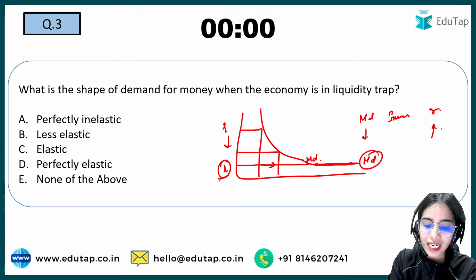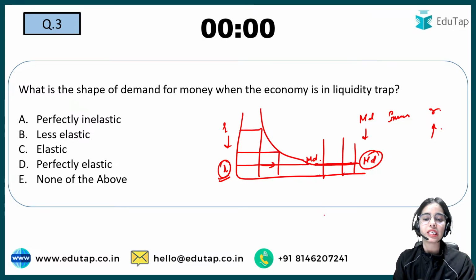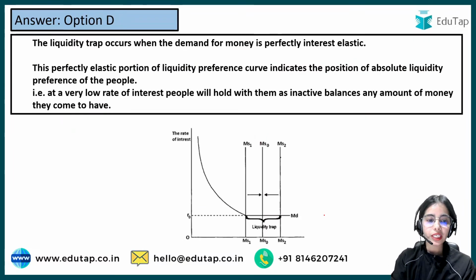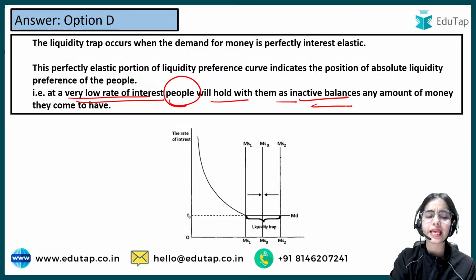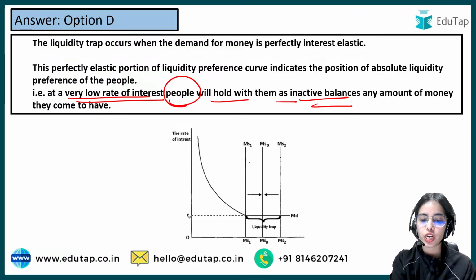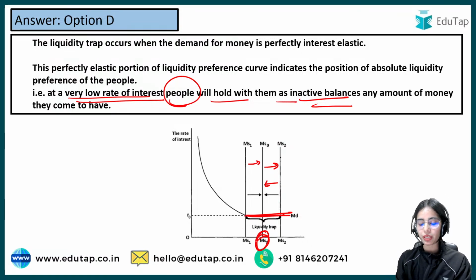That means at this rate of interest, you will want to hold all the money supply that is present in the economy. So the liquidity trap is that at a very low rate of interest, people will hold with them as inactive balances any amount of money they come to have. So even if the money supply is increasing, you are holding all the money with yourself. Even if the money supply is decreasing, if you are in the liquidity trap, you are holding all the money that is available in the economy. You do not want to save it, you do not want to invest it, because the rate of interest is very, very low.